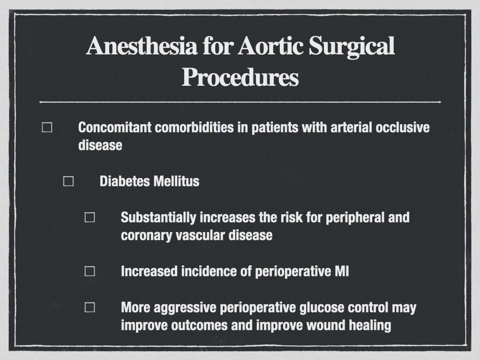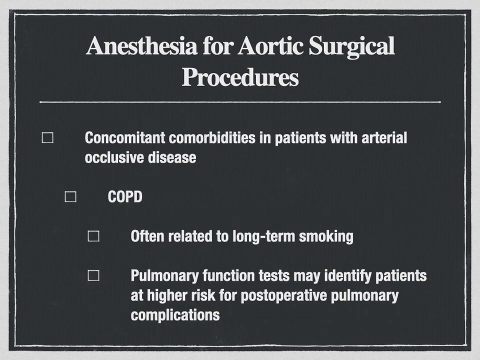Next, we have diabetes mellitus. Patients with diabetes have substantially increased risk for peripheral and coronary vascular disease. They also have increased incidence of perioperative MI. On these patients, more aggressive perioperative glucose control may improve outcomes and improve wound healing. Chronic obstructive pulmonary disease, often related to long-term smoking. Pulmonary function tests may identify patients at higher risk for postoperative pulmonary complications.